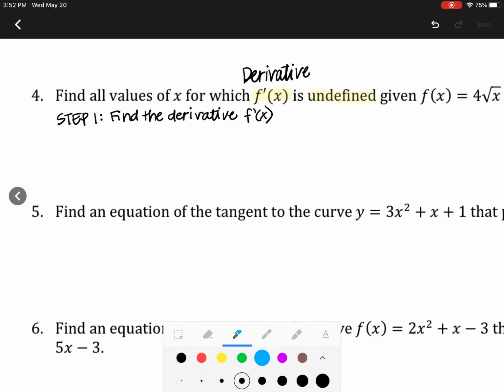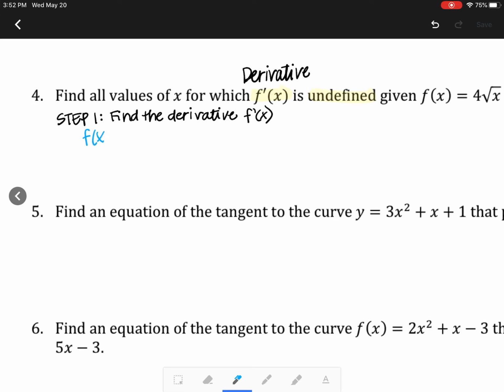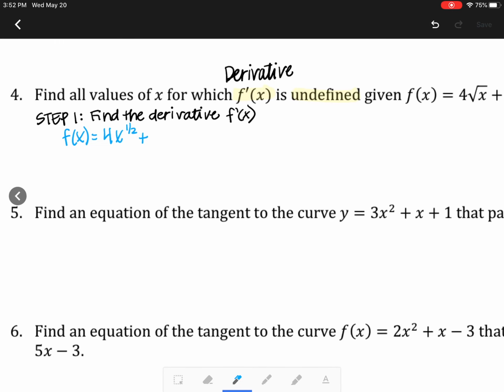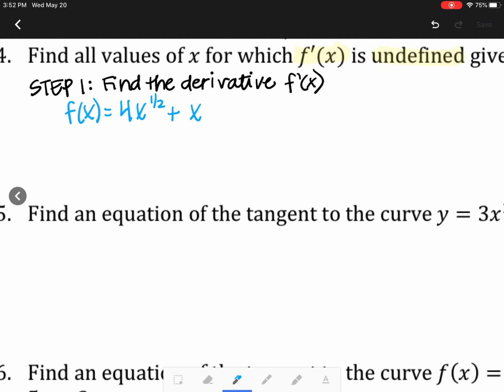Let's go ahead and do that. Let's find our derivative. If you hear my daughter in the background, guys, just roll with it.